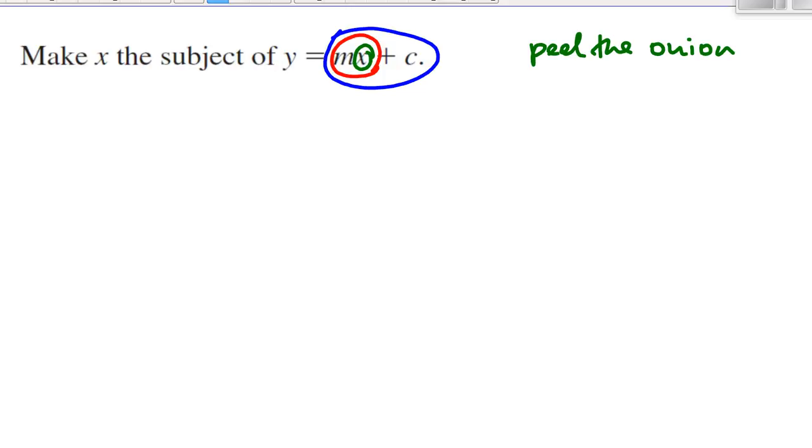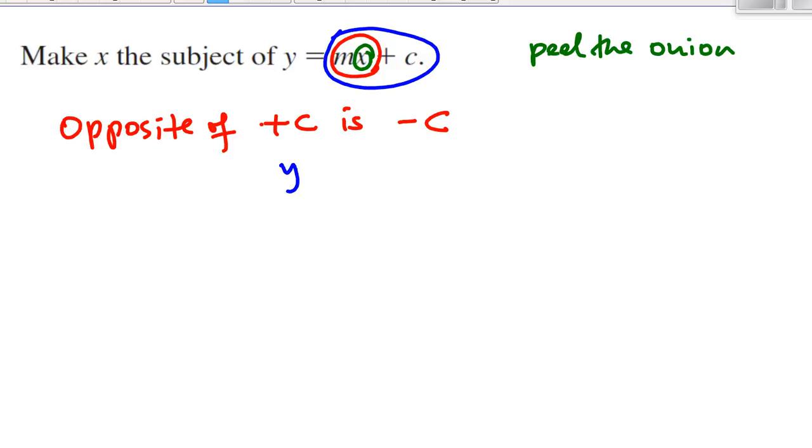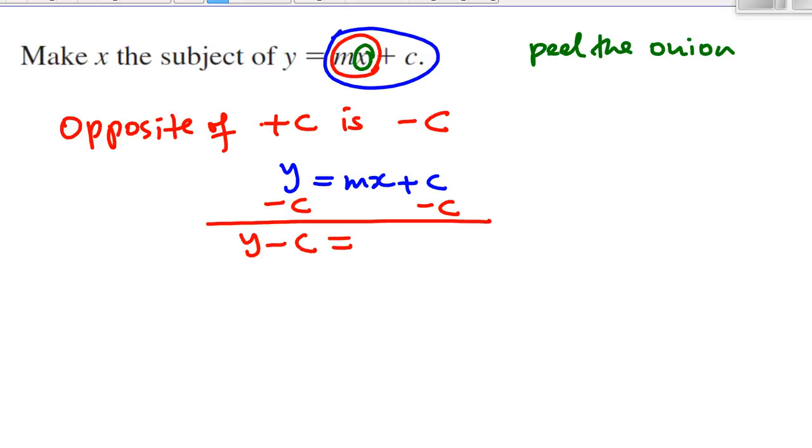The opposite of adding C is subtracting C. So if we subtract C from both sides, if you subtract C on this side, you subtract C on that side, you'll end up with y minus C is equal to mx, because C minus C is 0.